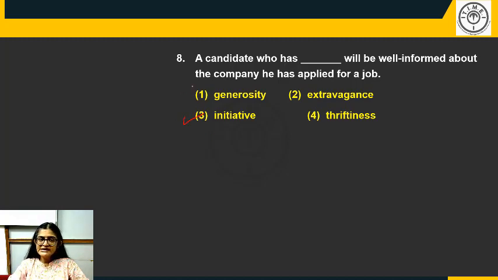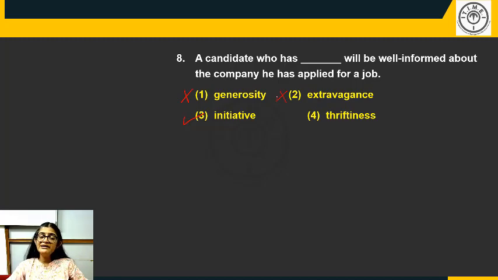The other options are generosity. Generosity means being willing to share what you have with others, or being charitable, being kind enough to give something away to others who need it. Someone who is willing to give away some of their wealth or anything that they may possess is called generous, large-hearted. That is not applicable here.